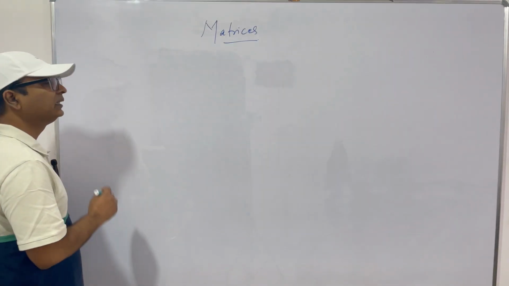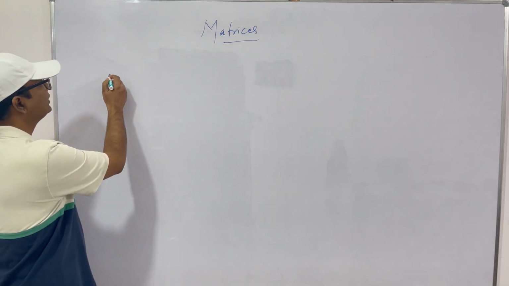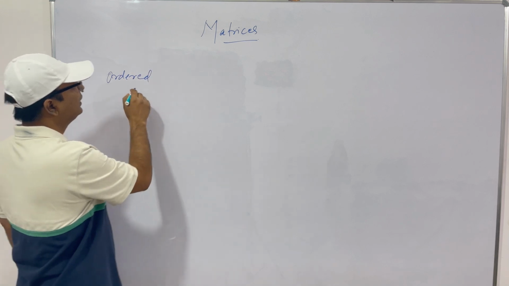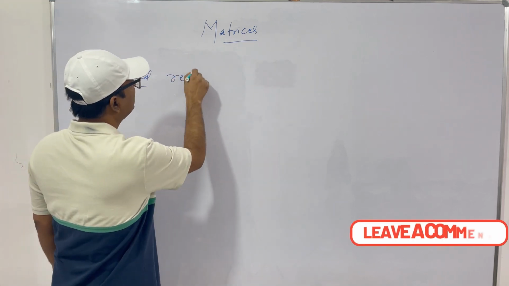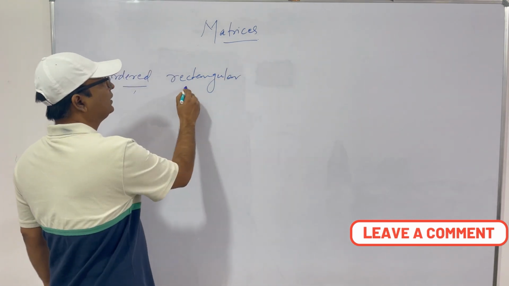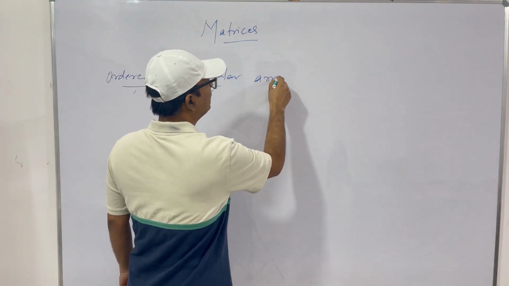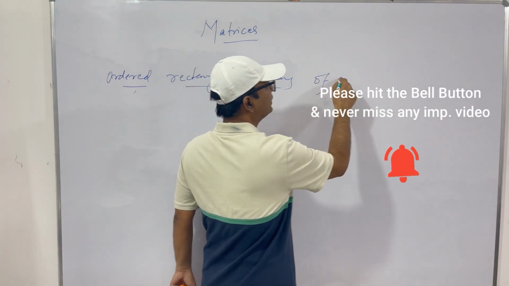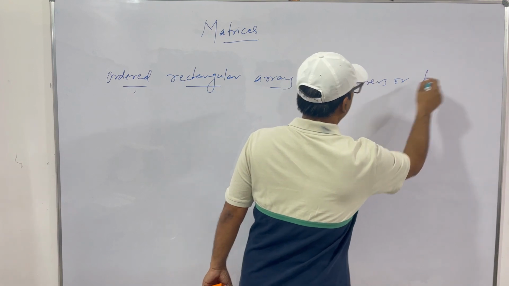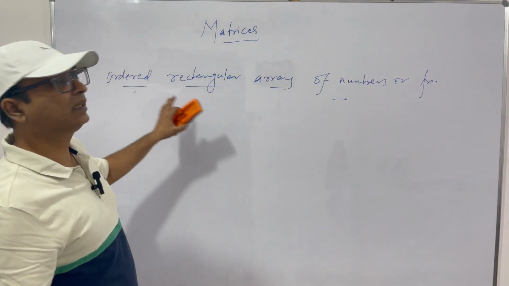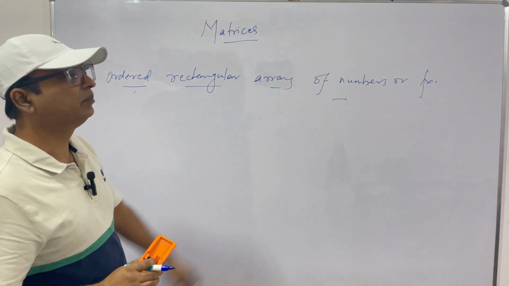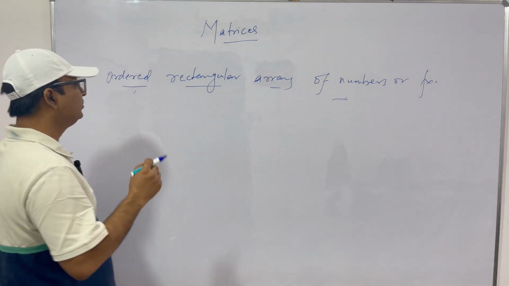What is a matrix? The mathematical definition is that it is an ordered rectangular array of numbers or functions. Okay, so this is the mathematical definition. A matrix is an ordered rectangular array of numbers or functions. What is the meaning of this?